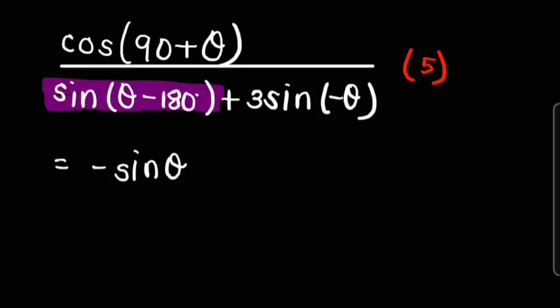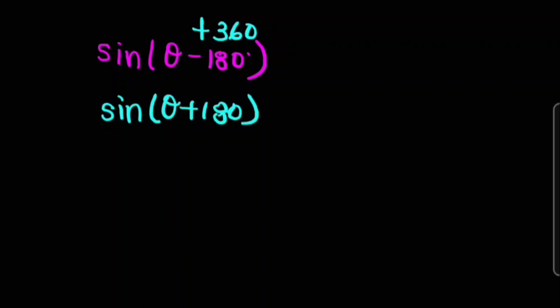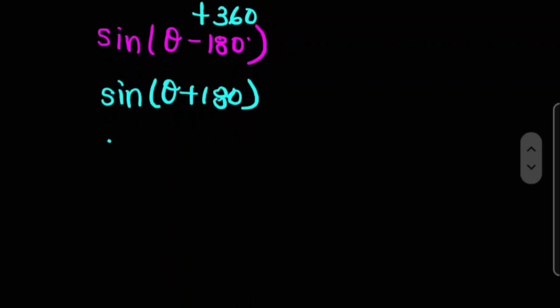Now focusing on the denominator, we have sine of theta minus 180. I've shown you previously how we work with this. Remember, the rule is that if it looks like a reduction formula but it's swapped around and the value is negative, we add 360 onto it. What that does is allow the value to become positive. Negative 180 plus 360 is positive 180.